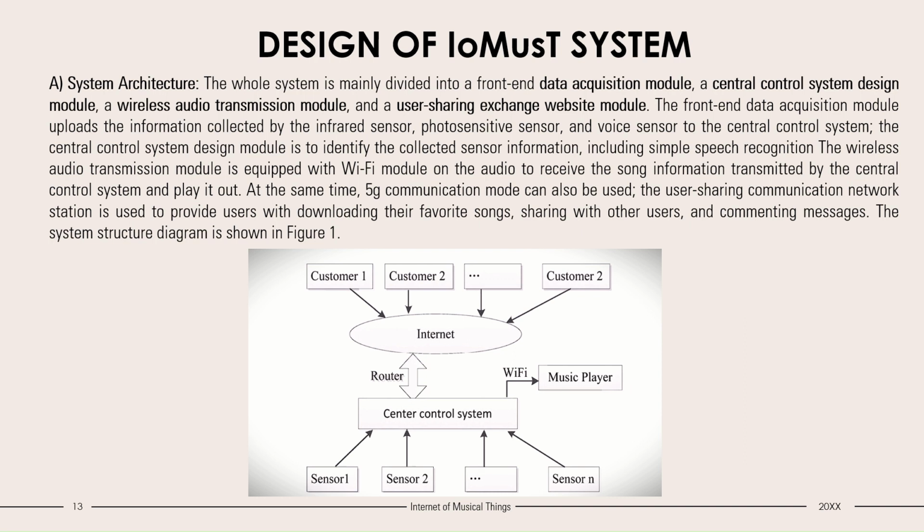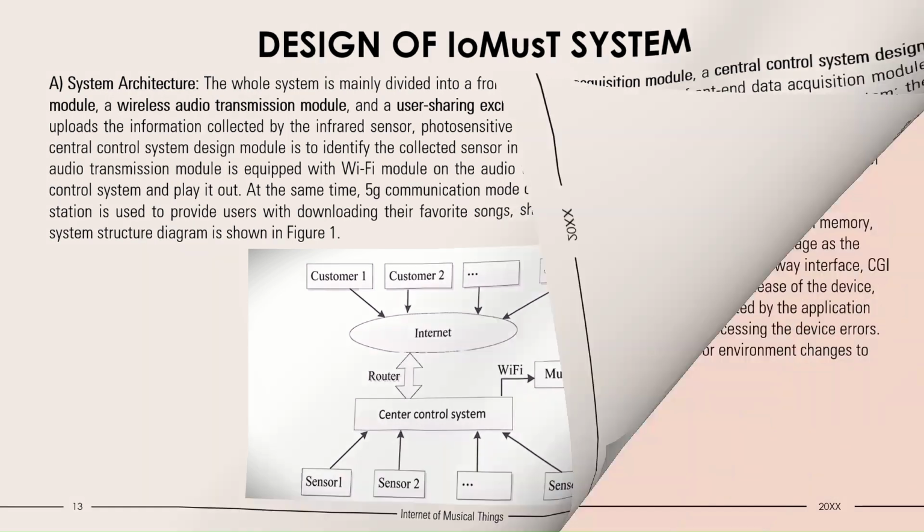The wireless audio transmission module is equipped with a Wi-Fi module on the audio to receive the song information transmitted by the central control system and play it out. At the same time, 5G communication mode can also be used. The user sharing communication network station is used to provide users with downloading their favorite songs, sharing with other users, and commenting messages. The system structure figure is shown below.